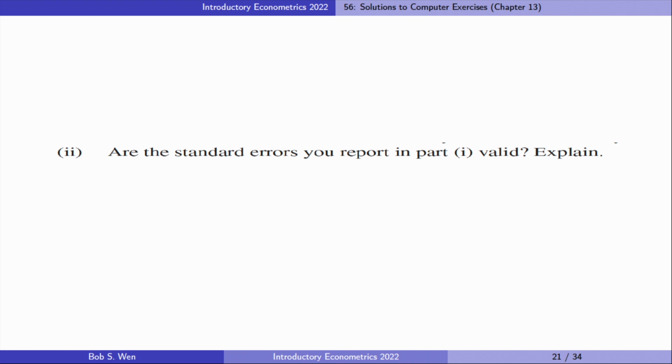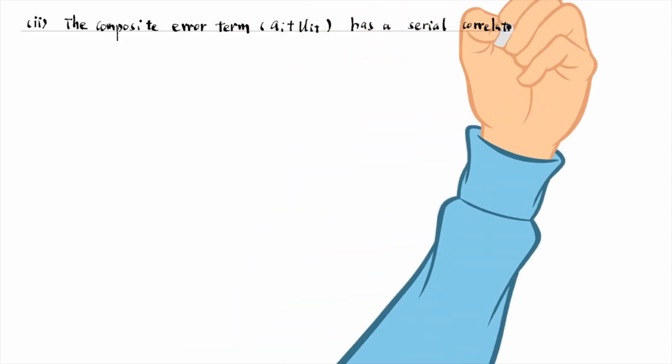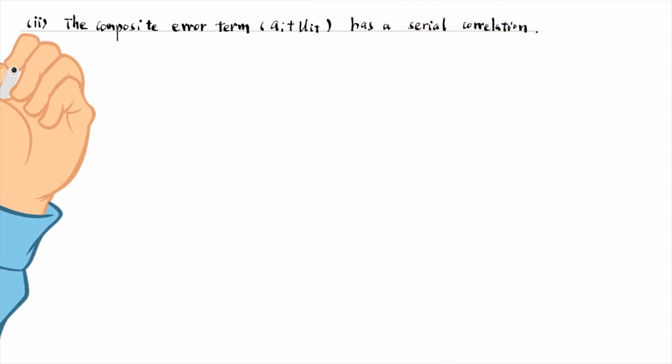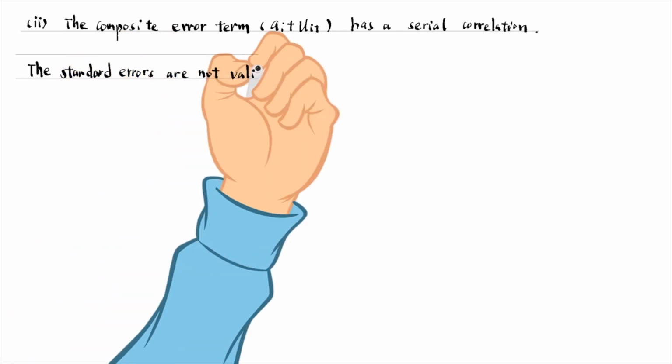In part 2, we will answer whether the standard errors in part 1 are valid. If the city-specific unobserved factors are in the fixed effect a_i, then the composite error term will have a serial correlation. The standard errors are not valid as a result.